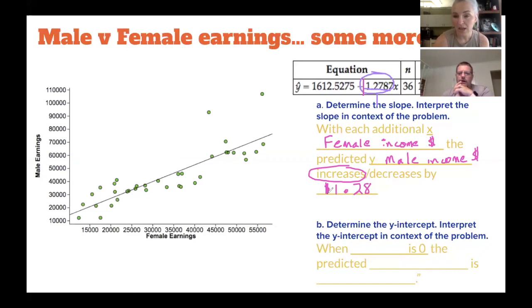Then when we do the y-intercept, we're going to say when x is 0. We don't want to say x though, we want to say female earnings. So when female earnings is 0, or $0 in this case, I'm just going to put dollars there for the predicted male money. Again, you're literally going to regurgitate back the labels. Don't get creative. You can, but the more creative you go, the better chance of messing up. So when female money is 0, the male income is, what do we say, 16, 12? Yeah, 53.